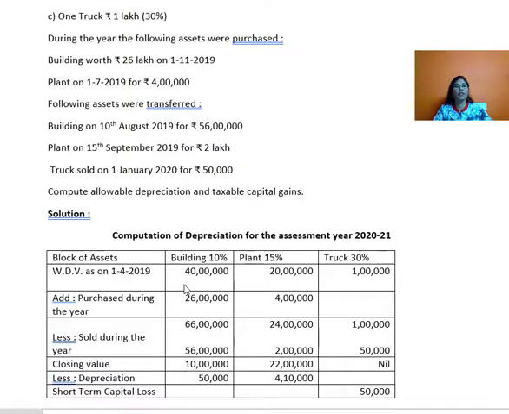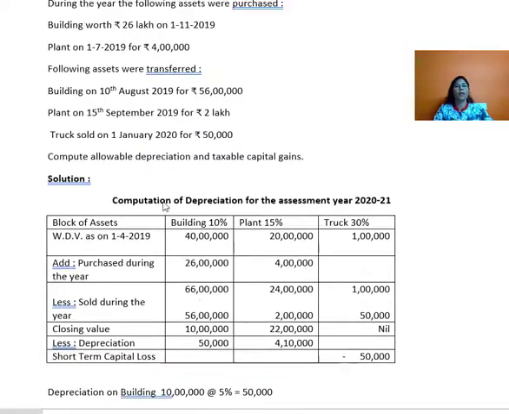Now let us see the computation. Computation of depreciation for the assessment year 2020-21. So we shall write the block of assets.